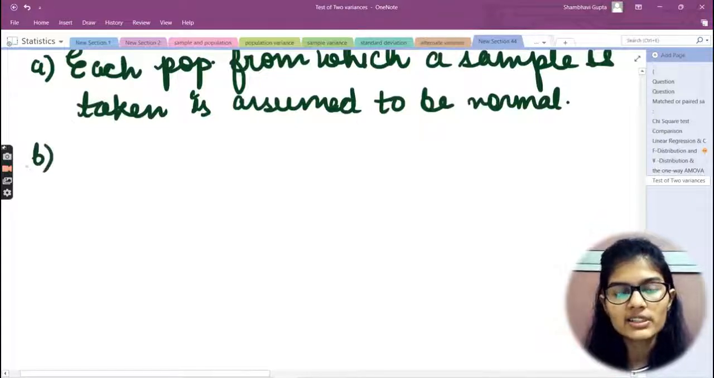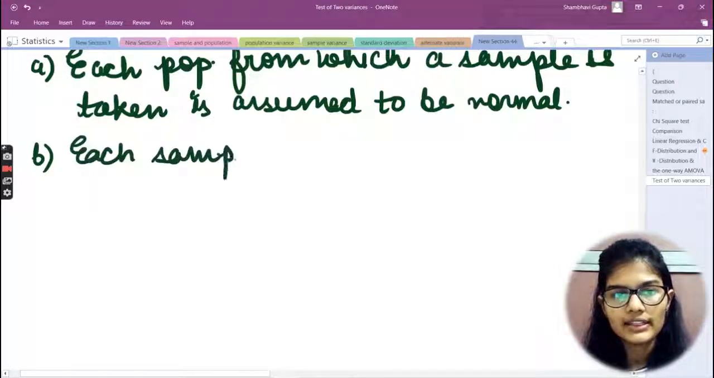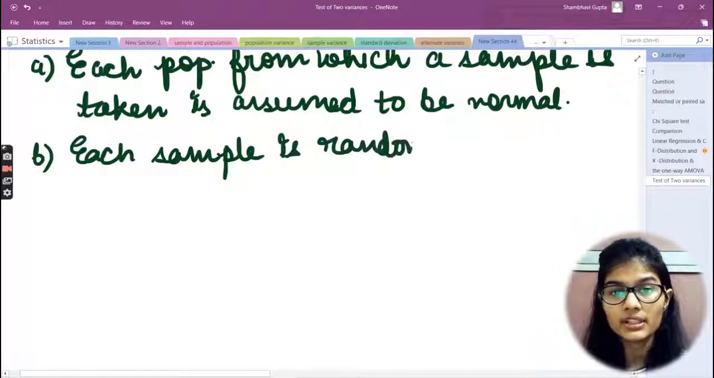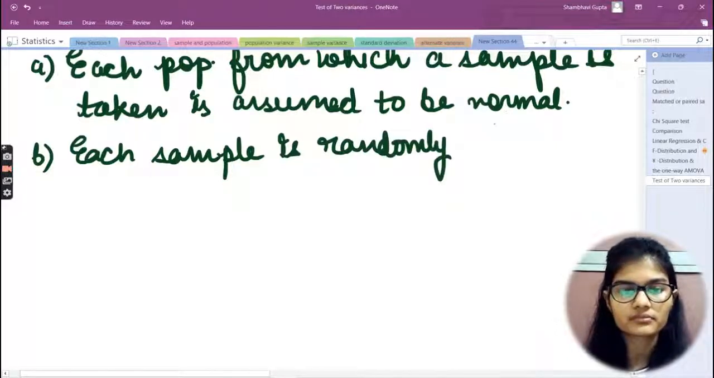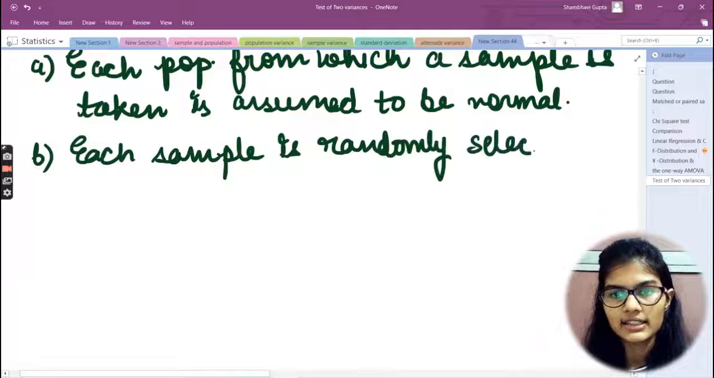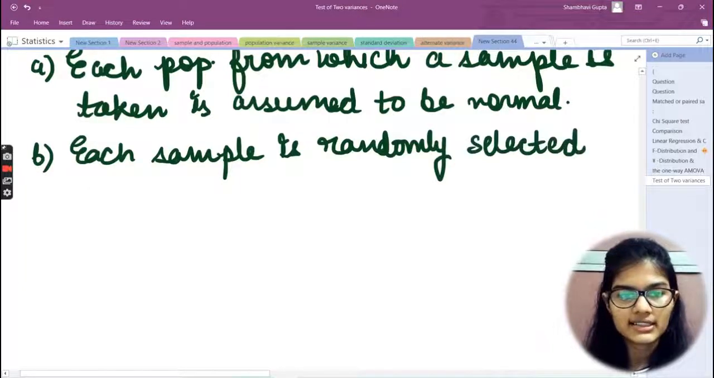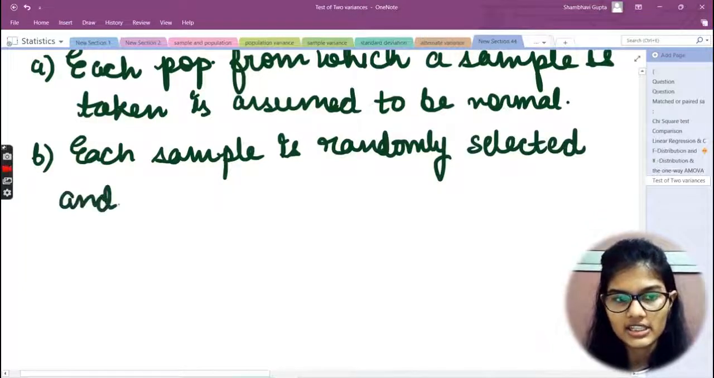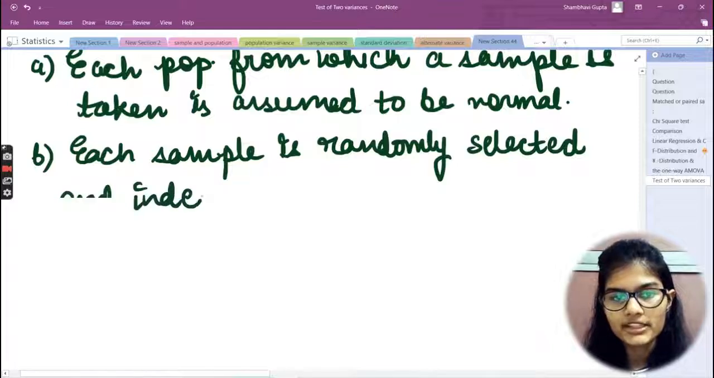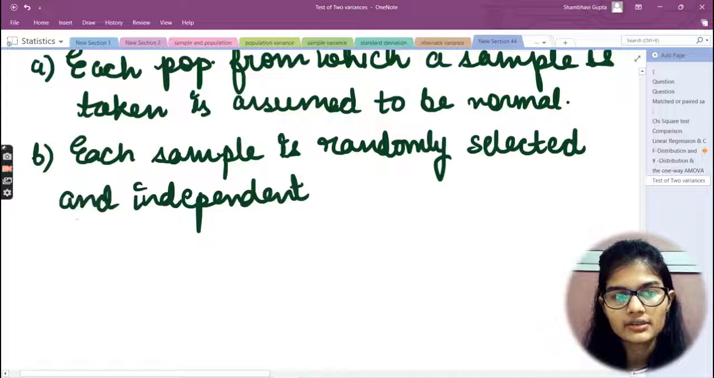Moving to the next, point B: each sample is randomly selected and independent. So each sample is randomly selected and that sample is independent.